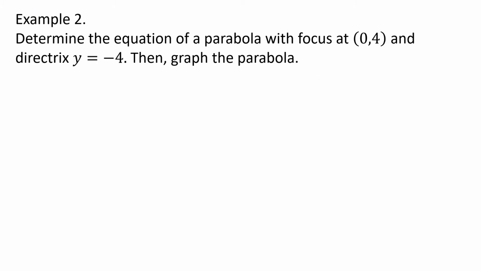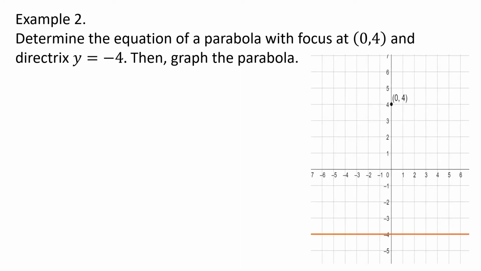Let's have example number 2. Determine the equation of a parabola with focus at 0, 4 and directrix y equals negative 4, then graph the parabola. Okay, so let us plot first our focus, which is 0, 4, and our directrix, which is y equals negative 4. After seeing this plotting, we can now determine that our graph is opening upward. Okay, so since this is the focus, the graph is opening upward, so it might look like this later.